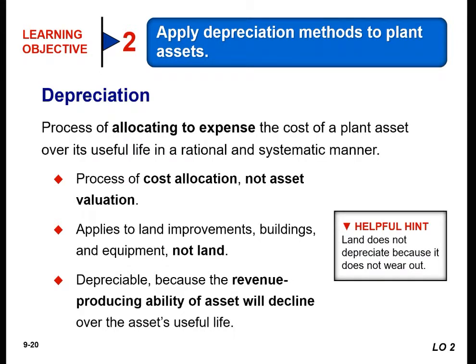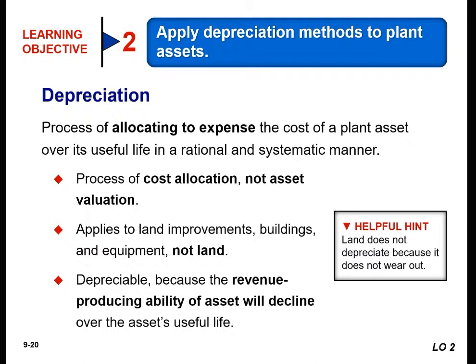So we've purchased a plant asset. We've got it ready to use. We're using it to generate revenue. But all of that money, all of those costs that we laid out, when do we recognize those as an expense? When do we get to take them against revenue? That's the process of depreciation.